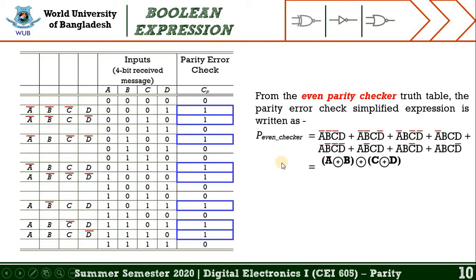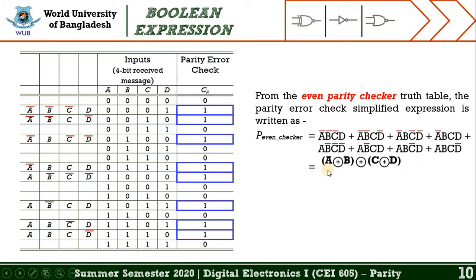And if we look at the right side of the slide, from the even parity checker truth table, the parity error check simplified expression is written as, symbolized by P suffix even underscore checker, which represents the even parity checker, and we can get not A and not B and not C and D, or not A and not B and C and not D, or not A and B and not C and not D, or so on.